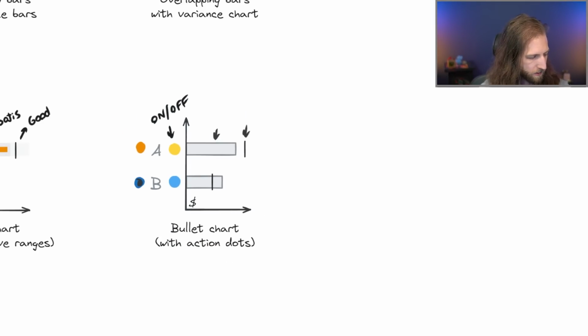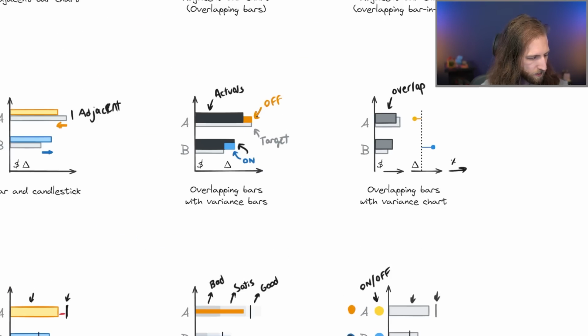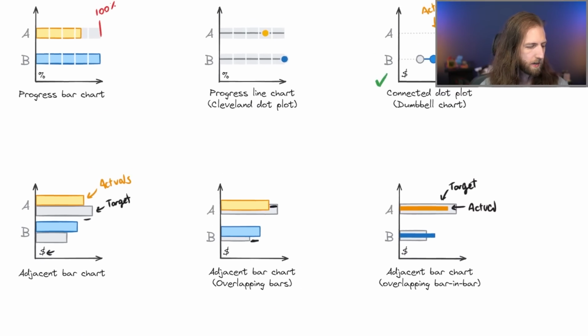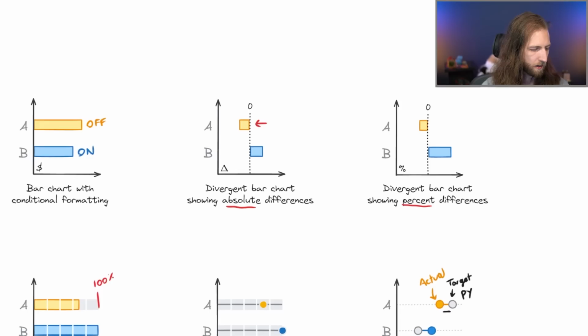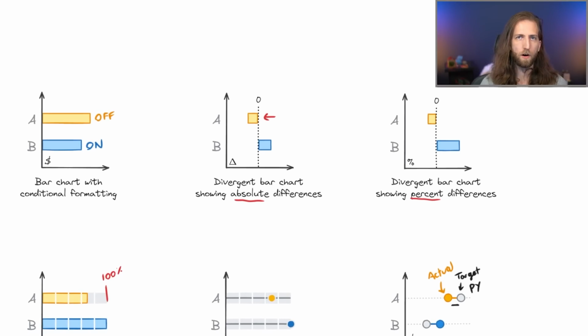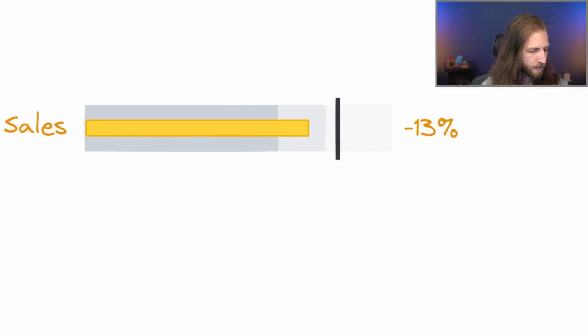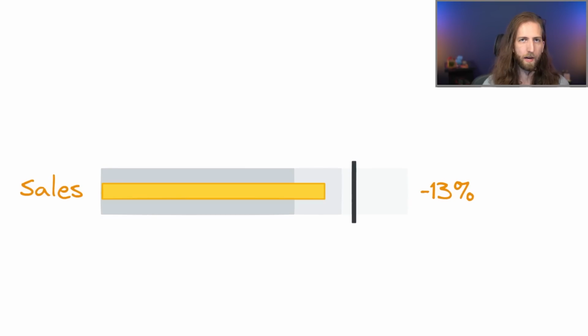Now, these are some of the different ways that we can use to visualize a comparison between actuals and targets, but we're going to focus on the bullet chart, and we're going to show you different ways to make a bullet chart in Power BI.